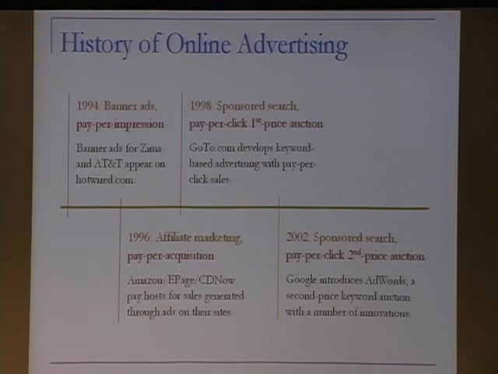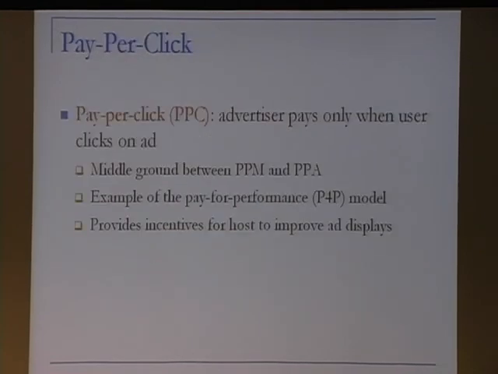Then finally, in '98, GoTo.com developed the first pay-per-click advertising systems. And these were text-based ads on search web pages, and they were adopted by Google in 2002 with some slight differences in the selling mechanism. So in these systems, the advertisers pay only when the user clicks on their ad. It's some kind of pay-for-performance model, and it's a middle ground between the pay-per-impression and pay-per-acquisition schemes that we had seen previously in the industry.